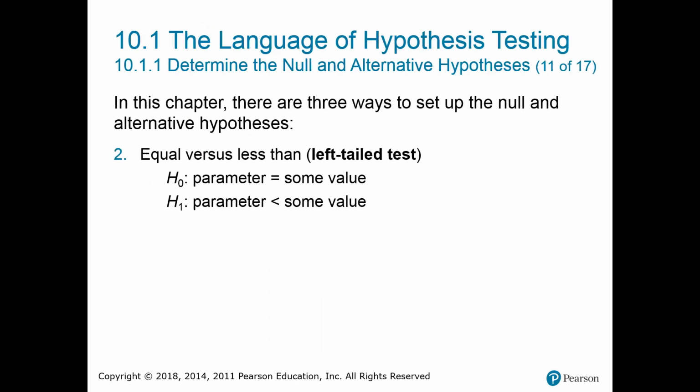Equal versus less than is a left-tailed test, meaning for your null, your parameter equals some value. Your alternative, your parameter is less than some value. So then a right-tailed test, again, your null, your parameter equals some value. Your alternative is that your parameter is greater than some value. And we'll look at a few examples.